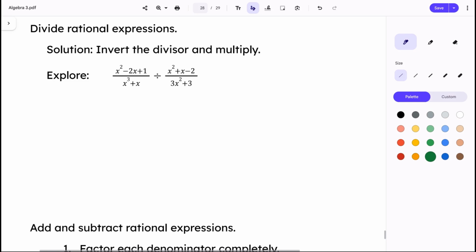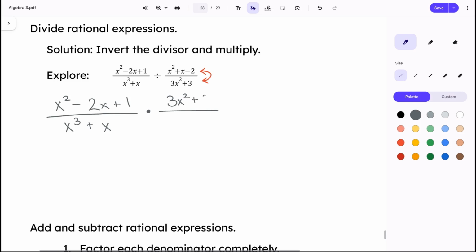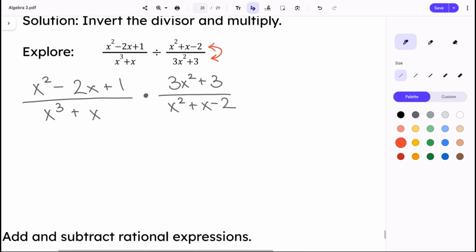So that's what it says right here. It says invert the divisor and multiply. So I want you to take this fraction, I want you to flip it upside down. I'm not going to do anything to the first one. So right now all I'm going to do, guys, is just rewrite this problem. And when you flip that over, it becomes a multiplication problem now. Okay, now let's try to start factoring.